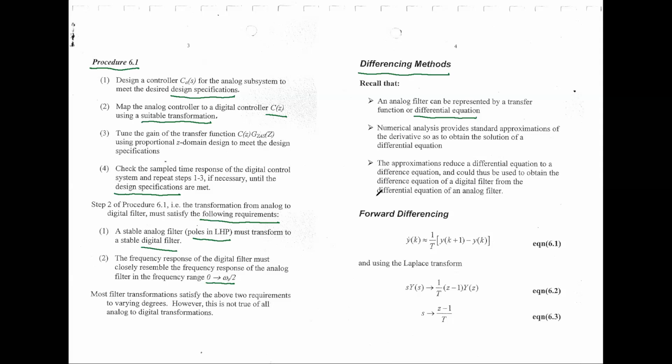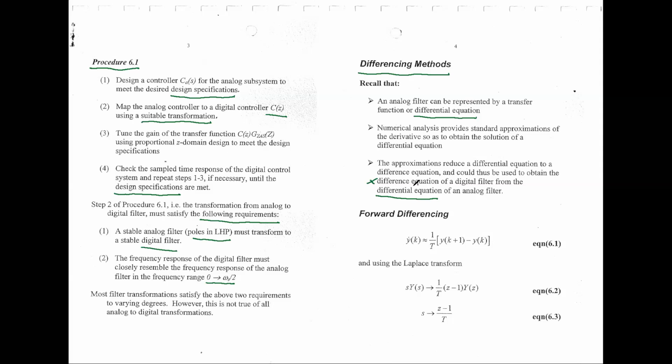So from differential equations, using Euler substitutions of these derivatives, like forward differencing, backward differencing, and so on, we can obtain functions which are known as difference equations. Difference equations are in terms of k, for example, y of k plus 1, y of k, u of k plus 1, u of k minus 1. These difference equations are in terms of k, and they can be easily programmed into a digital controller or a digital microcontroller, and then you can implement it easily. So using differential equations, you can convert by substituting Euler equations into difference equations, which can be programmed into a digital controller.